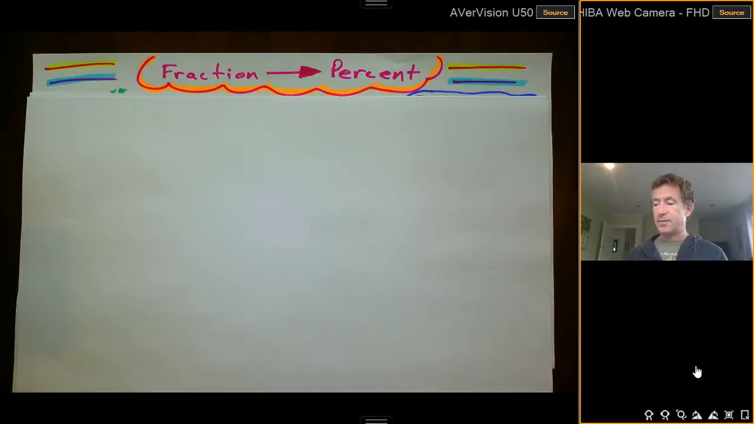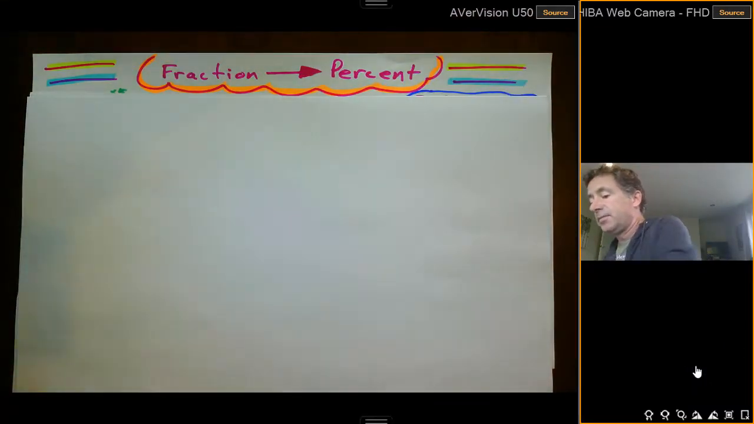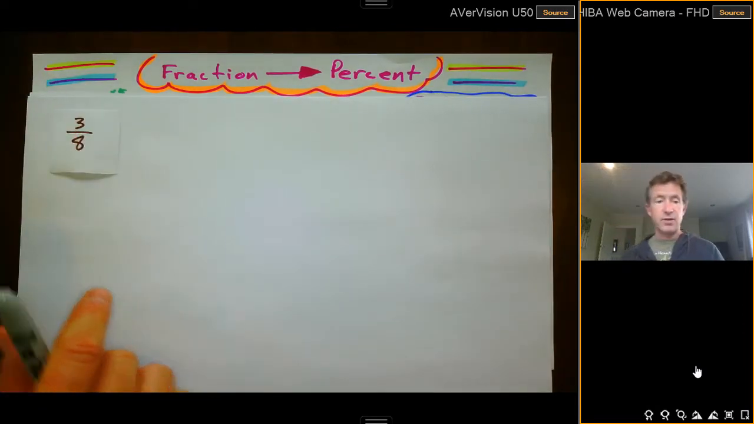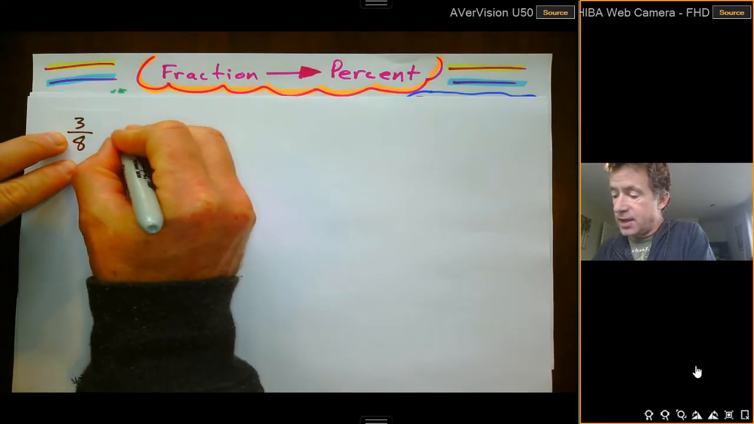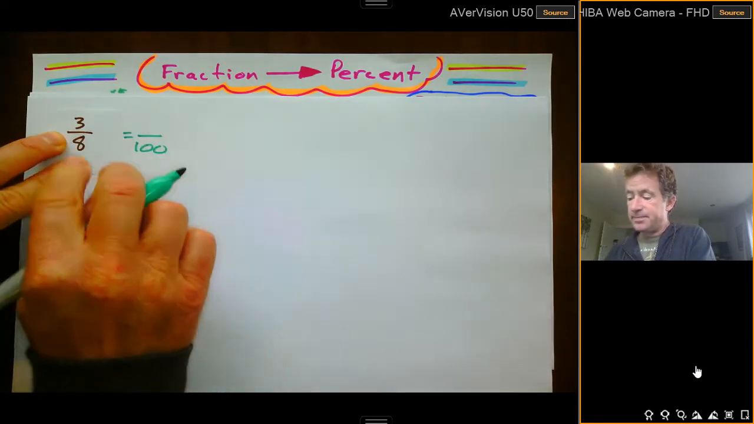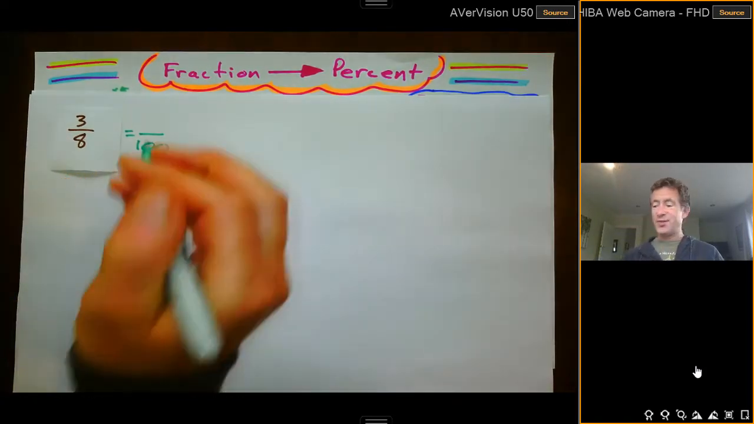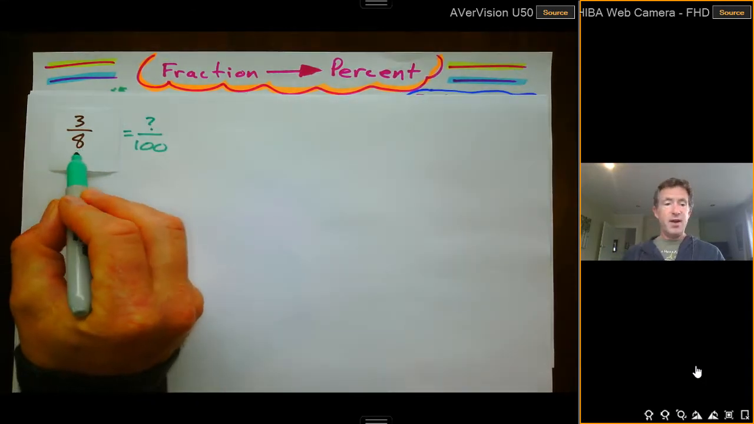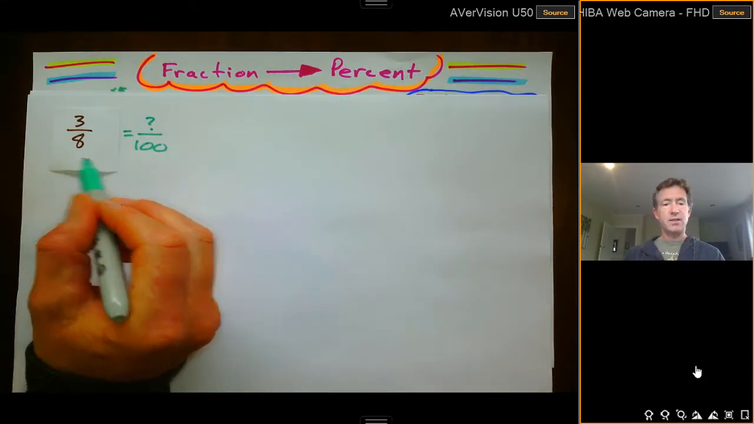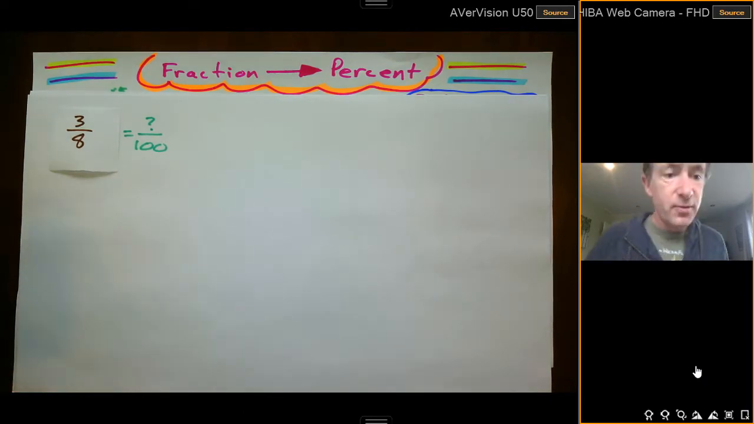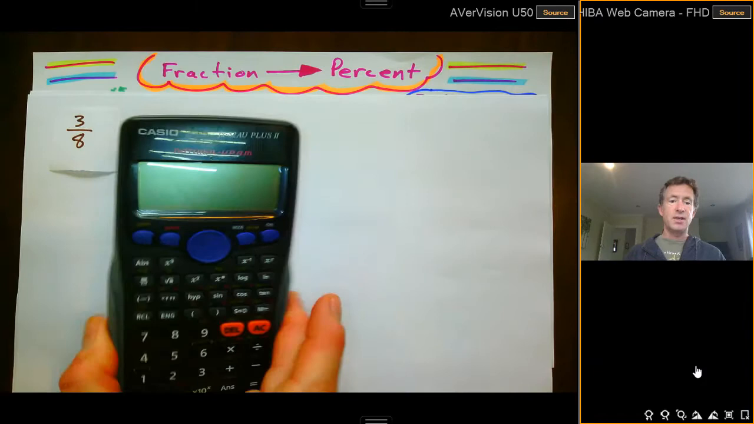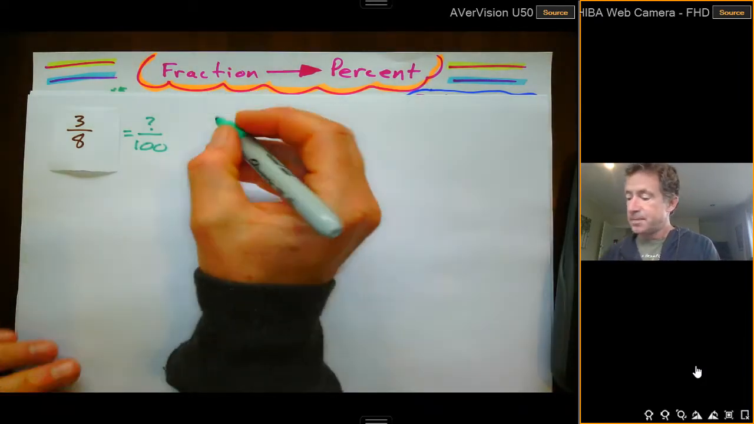Okay, so let's look at some fractions where the bottom number is not a factor of 100, like 3/8. We look at 3/8 and we go, well, 3/8 is what out of 100? Well, there are different ways to do it here. 8 doesn't go into 100 evenly. It's just not going to do it.